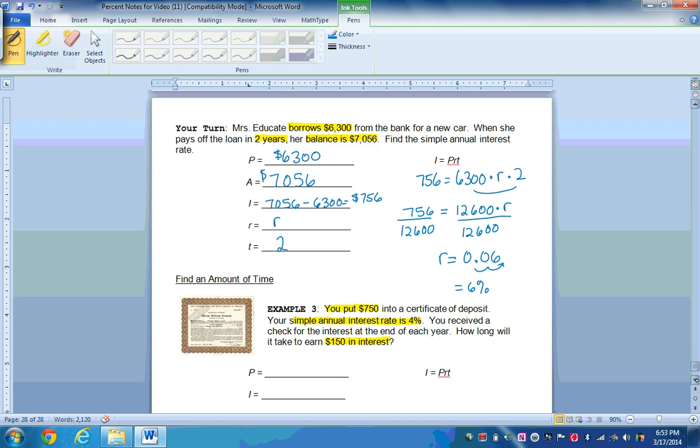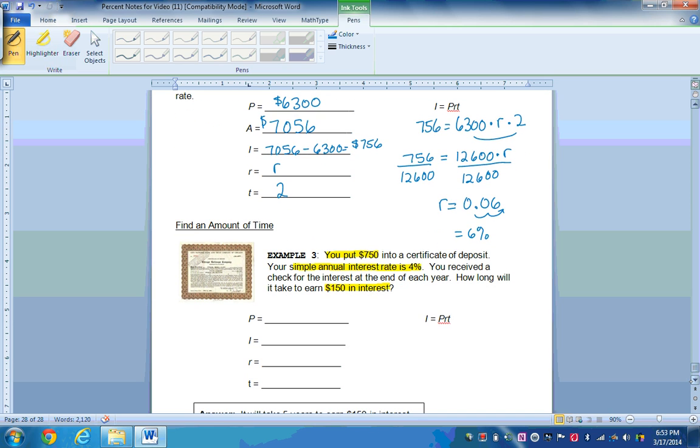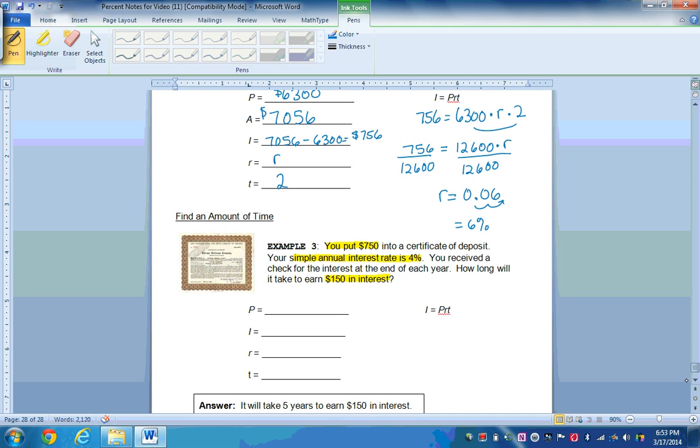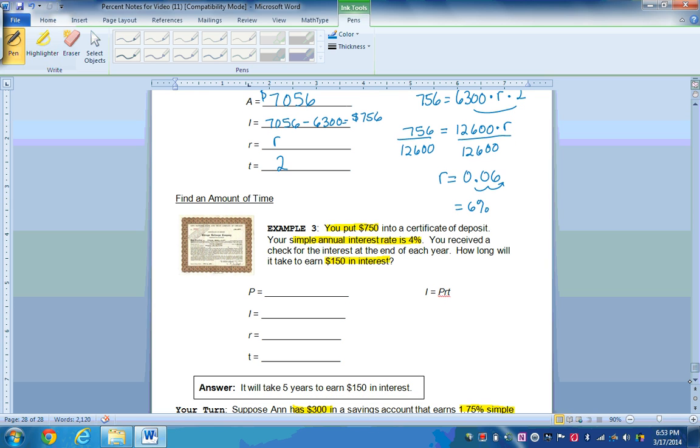Alright, we're going to move on to finding an amount of time now. And so the time now will be missing. We will know the rate, but we won't know the time. Example 3, you put $750 into a certificate of deposit. Your simple annual interest rate is 4%. You received a check for the interest at the end of each year. How long will it take to earn $150 in interest?